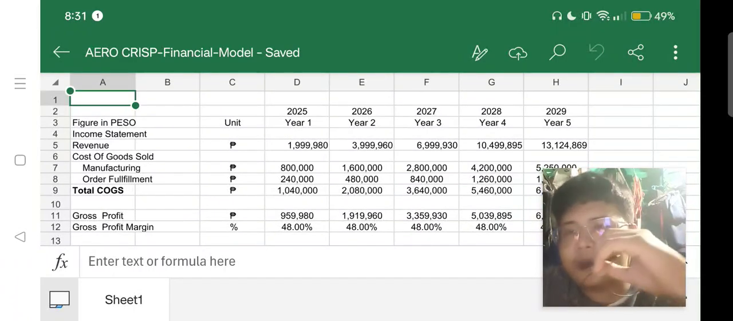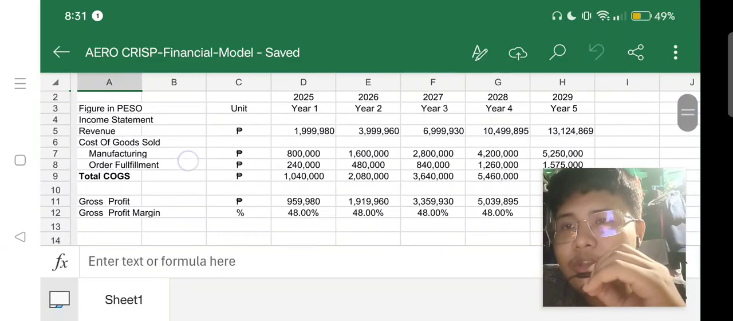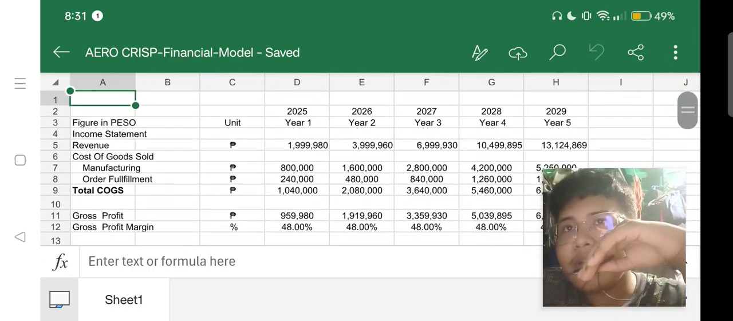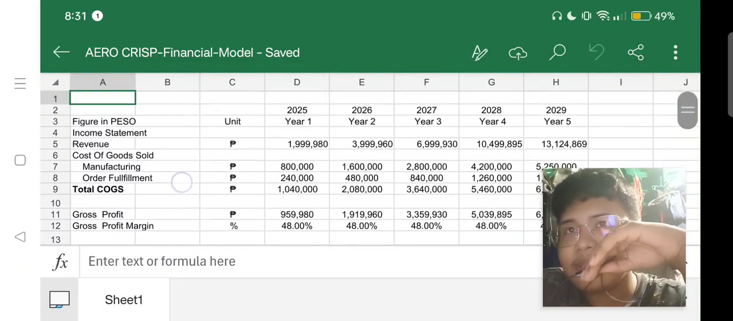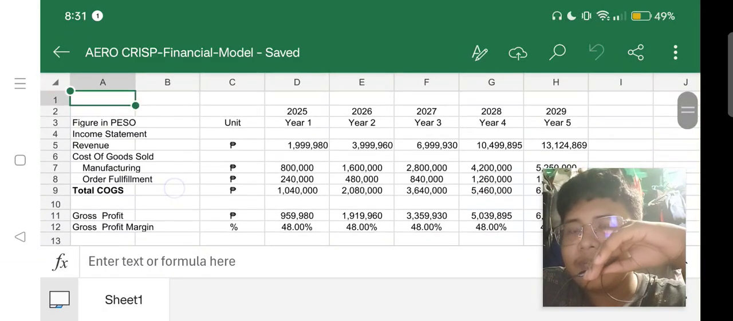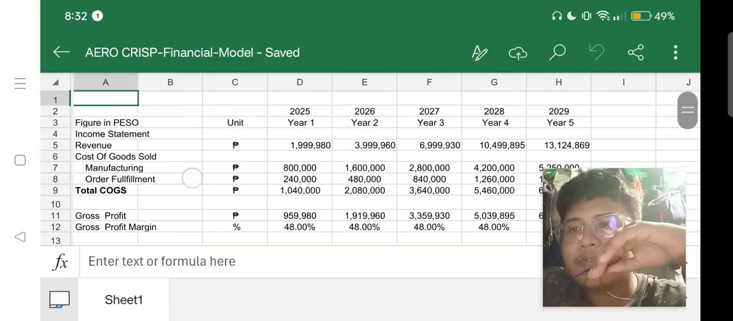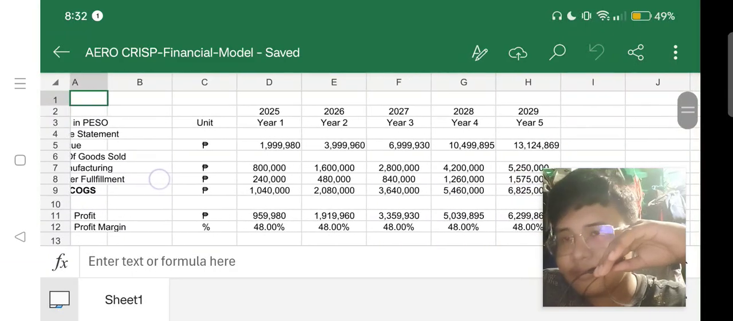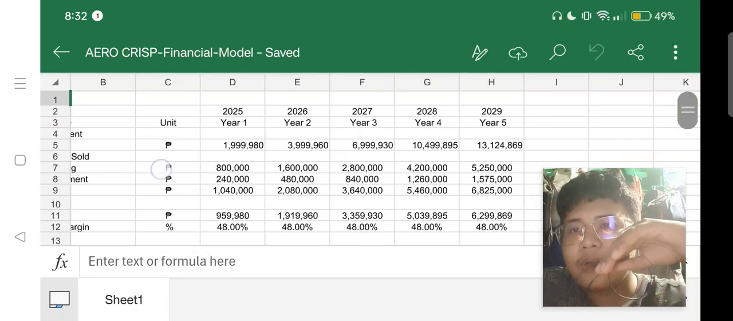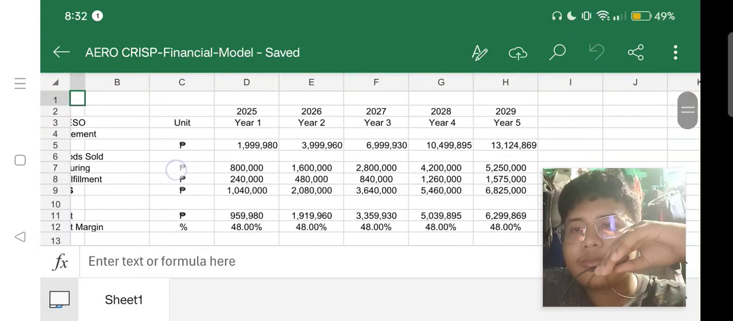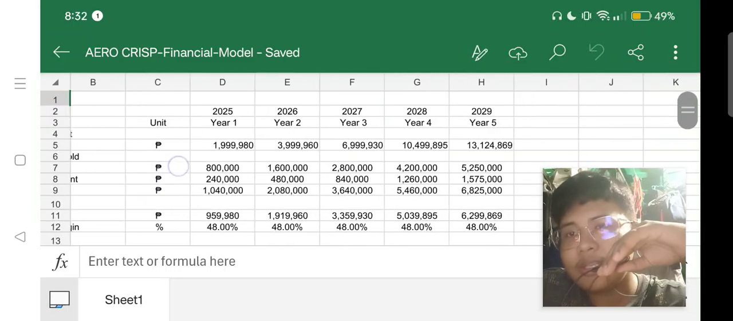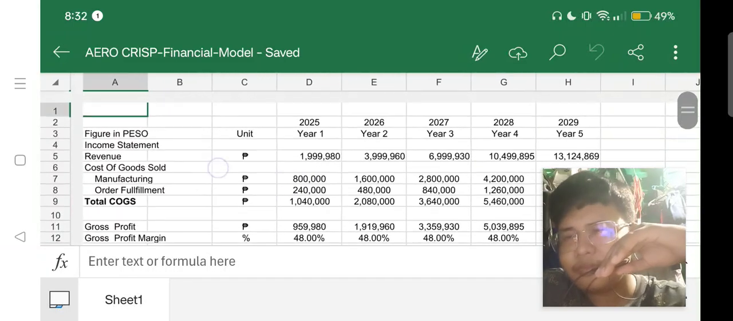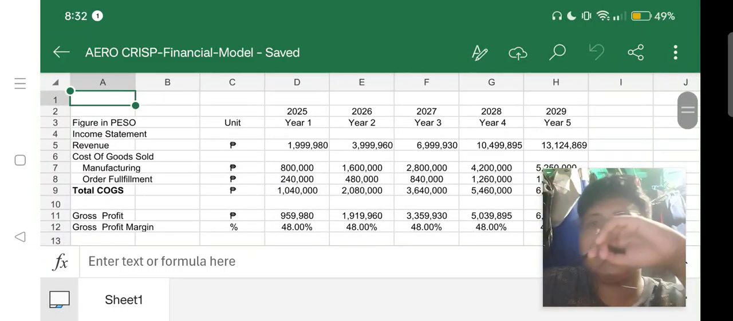Here you will also see my revenue, or my sales per year. The first year is 1999, then the second year is 3999, and so forth and so on.